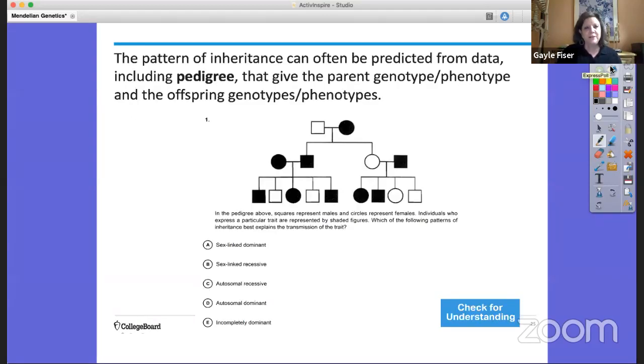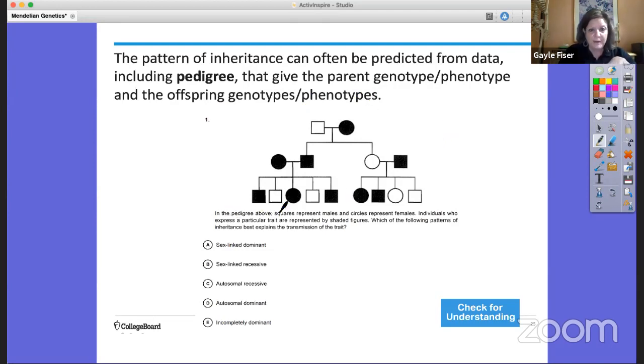Okay, so now let's talk about pedigrees. And I'm going to do pedigrees just like I did math. We're going to learn by doing, okay? So the pattern of inheritance can often be predicted from data, including pedigrees, that give the parent genotype, phenotype, and the offspring genotypes, phenotype. So let's read what it says first.